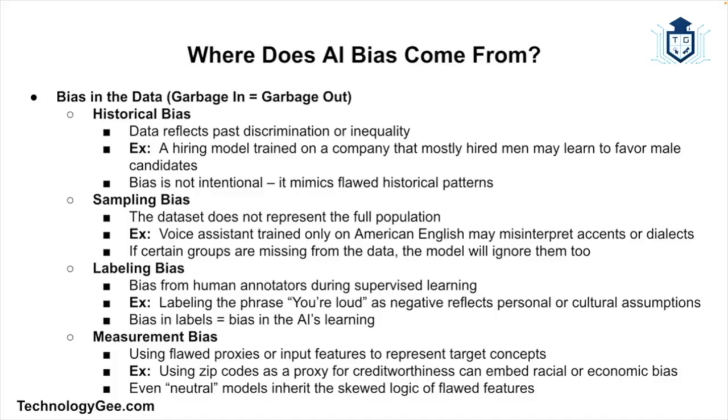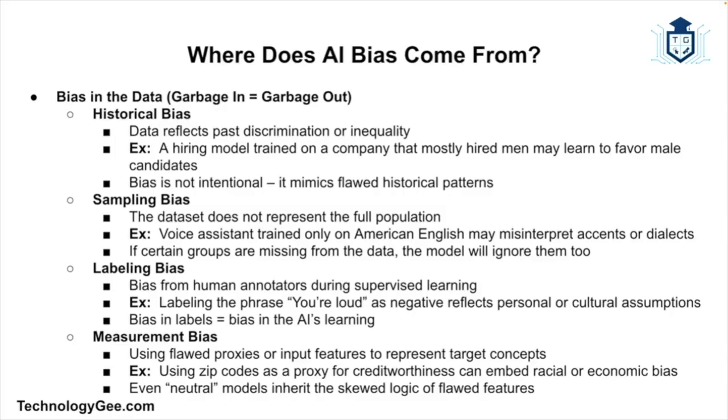And then you have sampling bias. This occurs when your data set is not representative of the real world population. An example would be if you build a voice assistant using only American English speakers, it may struggle to understand accents or non-native speakers. The bottom line: if your data set leaves people out, so too will your model.